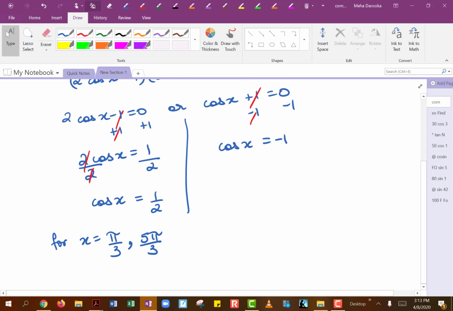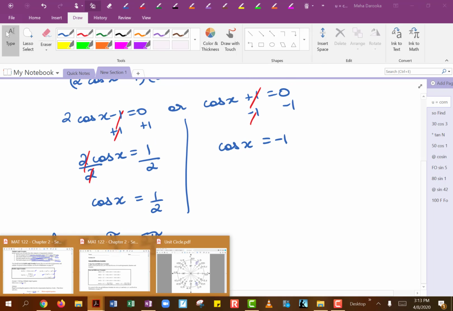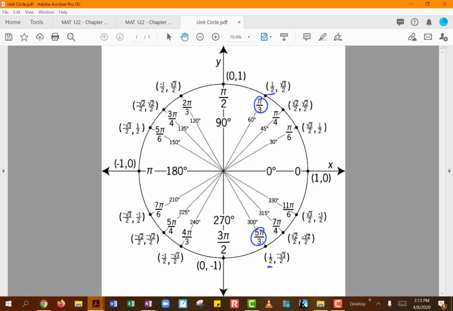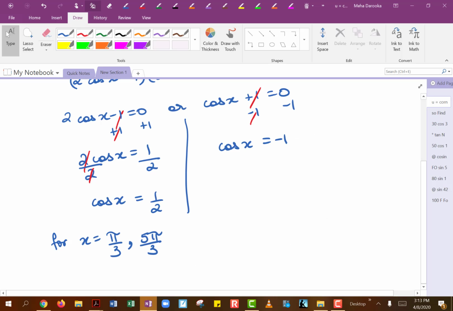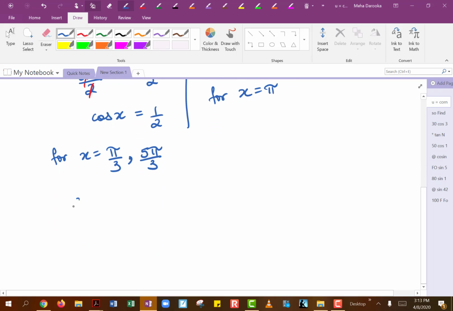And then for the other side we have cosine of x equals -1. So cosine of x equals -1 happens right here at pi, right? So this will happen for x equals pi. Now just to translate this into your general solution, because they did not ask us to find this specifically in 0 to 2 pi.